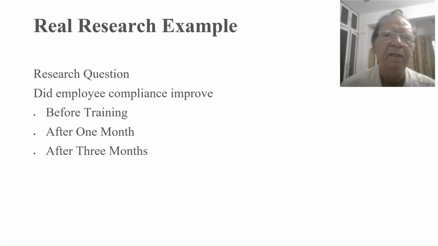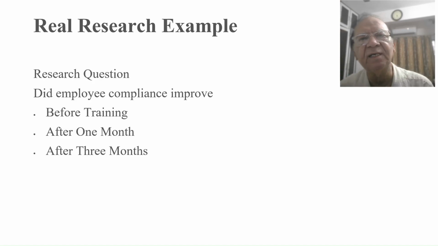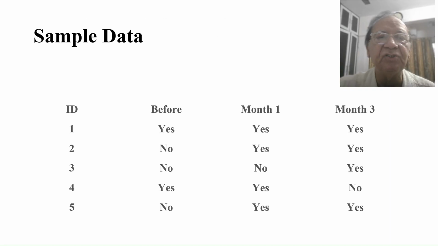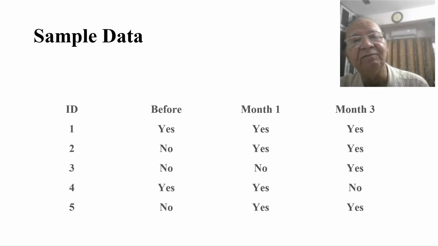Imagine that a company conducts a compliance training program. Instead of measuring employee compliance only before and after training, the company measures compliance on 3 occasions: before training, 1 month later, and 3 months later. Because the same employees are evaluated repeatedly, Cochran's Q test is appropriate.